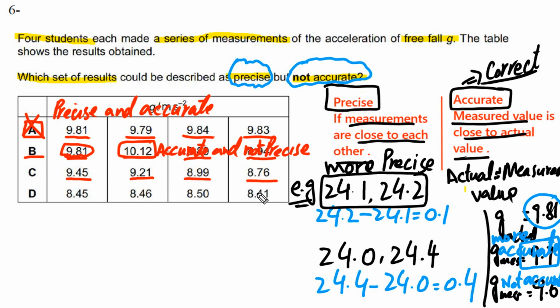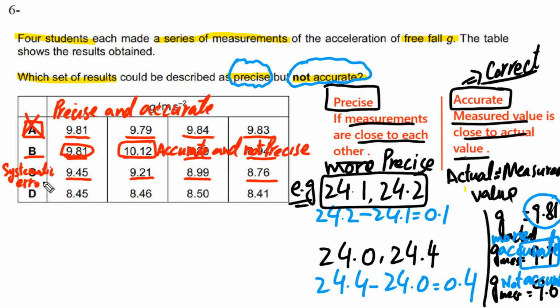8.99, 8.76, and all of these values are smaller than 9.81. So this set of values is not accurate. Actually, there is a kind of systematic error. If you are not clear about systematic error, no problem, but due to systematic error you can see a trend. All the values are just smaller than 9.81. So there is systematic error.